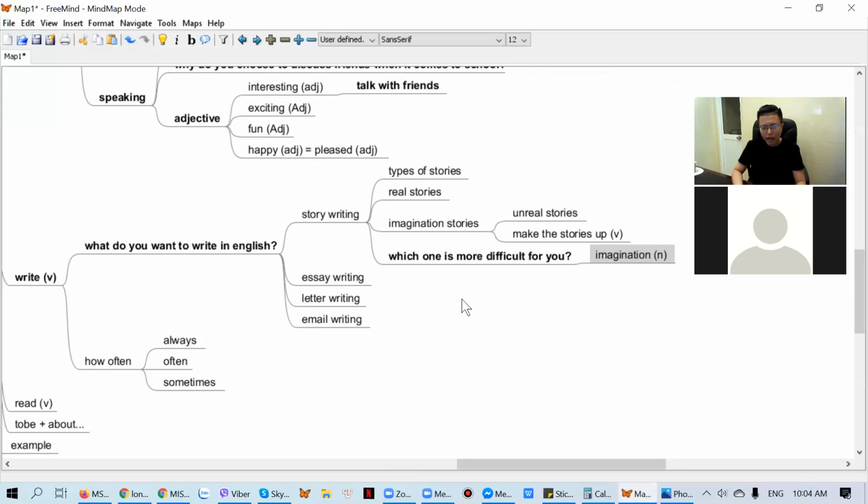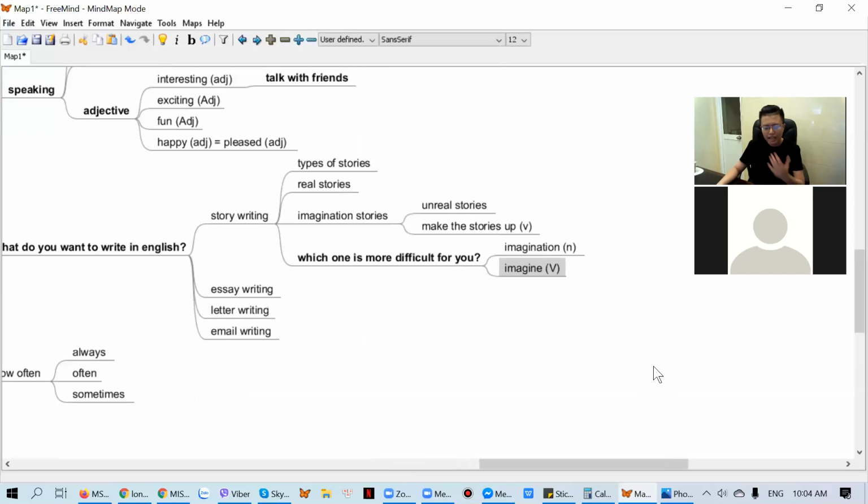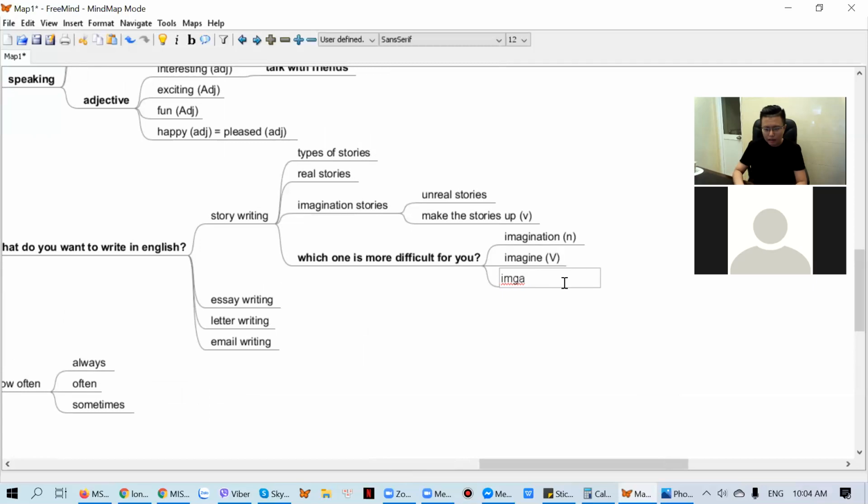So why are you saying that? You can't imagine what happens in the stories, or you cannot imagine what to write in the story? Do you think that you have good imagination skill? No? Oh, wow, okay. Imagination skills. So have you ever imagined anything happening in your life? Yes. Okay, very good.